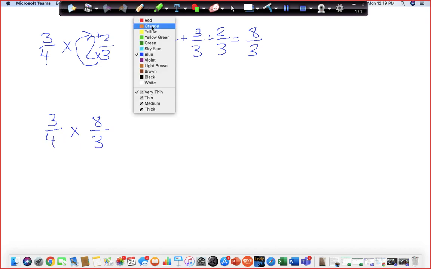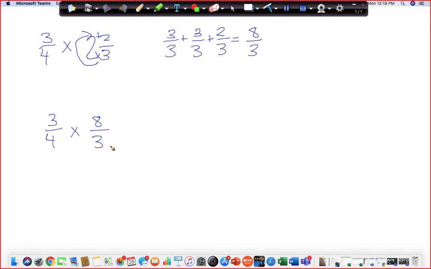We can cross cancel here. 3 and 3 can both be divided by 3, so 3 divided by 3 is 1. 3 divided by 3 is 1. We can cross cancel this way as well. We can divide them both by 4. 4 divided by 4 is 1, and 8 divided by 4 is 2. 1 times 2 gives me 2, and 1 times 1 gives me 1. I can do this one in my head. 2 divided by 1 gives me 2 wholes.